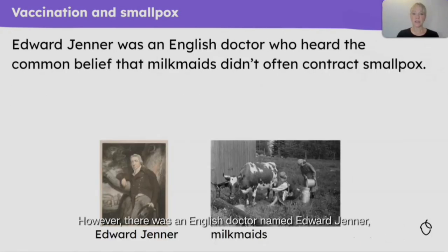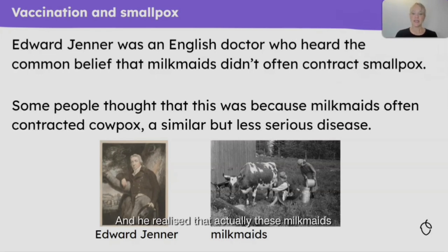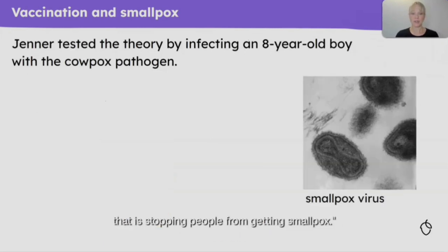However, there was an English doctor named Edward Jenner, and he'd heard that actually milkmaids in his area didn't seem to contract smallpox. A milkmaid is just somebody who milks a cow, essentially. And he thought to himself, is there something else going on here? I wonder if this is something that we could help the entire population with. And he realised that actually these milkmaids seem to contract another disease known as cowpox. This is very, very similar to smallpox, but actually less serious. And he thought, maybe this is the link. Maybe this is the thing that is stopping people from getting smallpox.